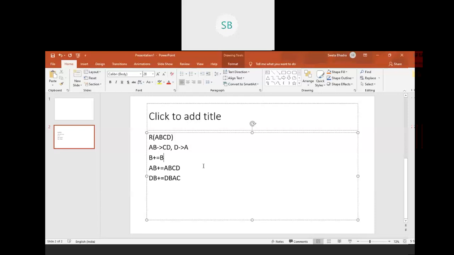So this candidate key will be all the unique keys only. So we have to check whether other candidate keys are present or not. We obviously got one candidate key, that is AB. Now how will we find whether other candidate keys are there or not?